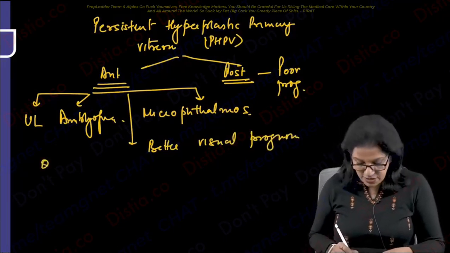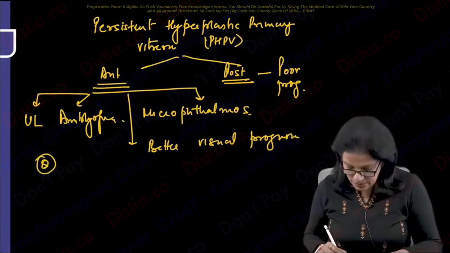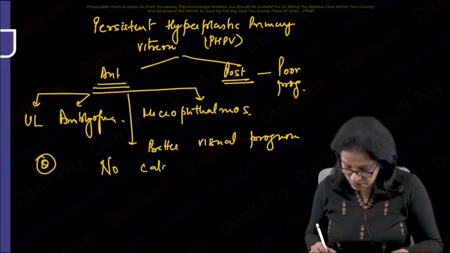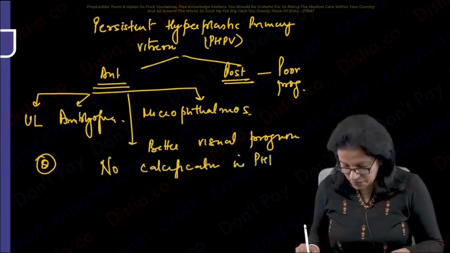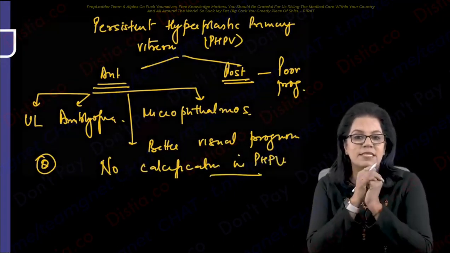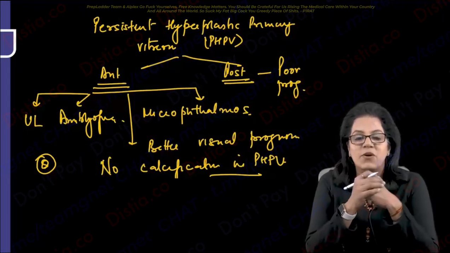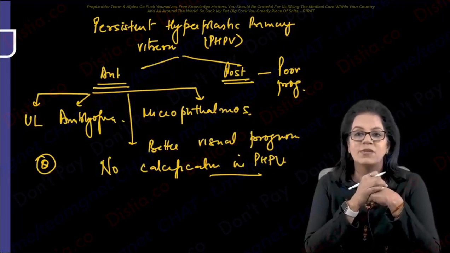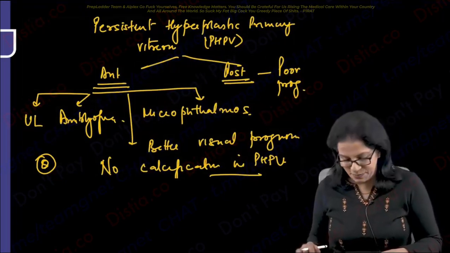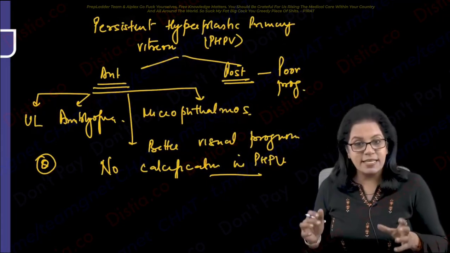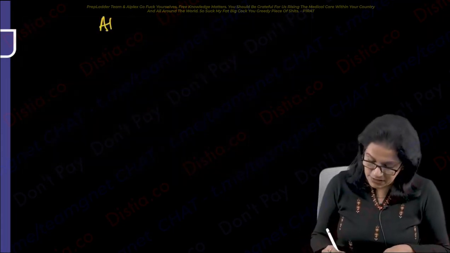And another, this is in relation to exam question, please note down, there is no calcification in PHPV. These are the few points which will serve our purpose. This was about persistent, and I think you have learned this. What is the cause of leukocoria? We have learned in the cause of leukocoria, persistent hyperplastic primary vitreous, right? Okay. Next thing they can ask you is about the attachments of the vitreous.